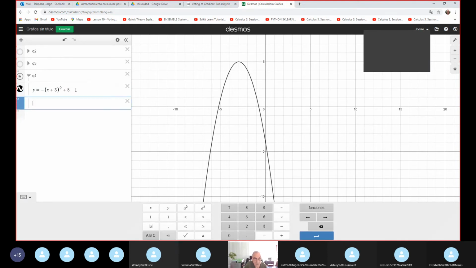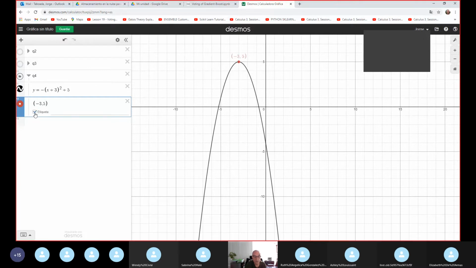Now, I discover that the vertex of this parabola is located at the point minus 3, 5. Minus 3, 5. Okay, super. And the label associated with this, minus 3, 5. The parabola opens up or down? Yes, we determined that.